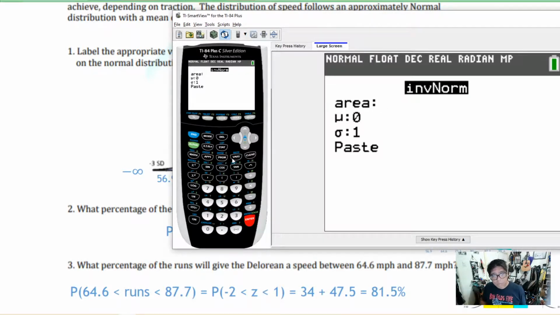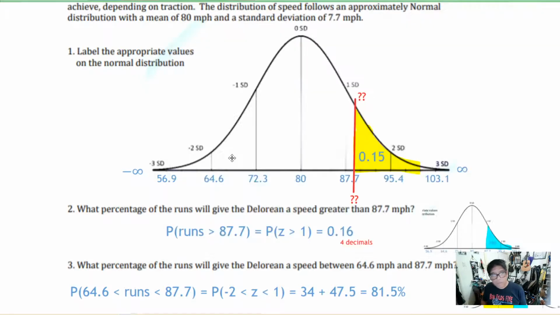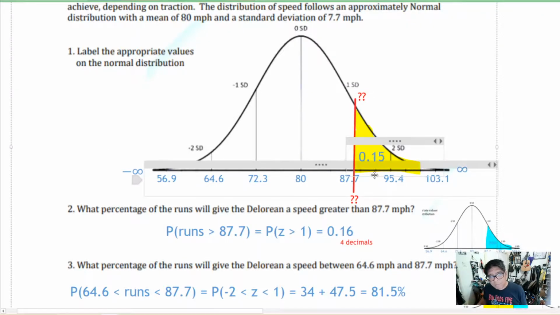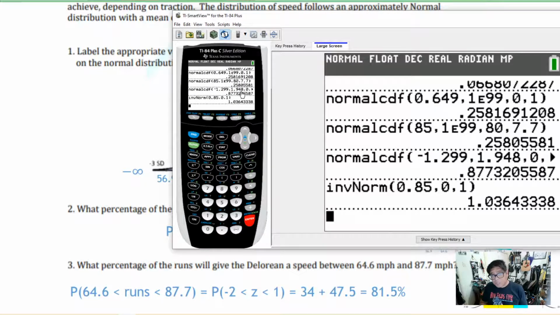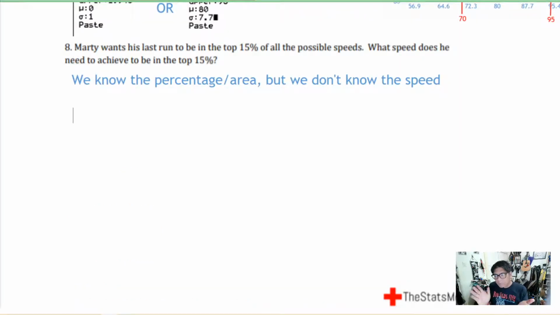So in inverse norm, we need to put in the percentile rank. Notice that here we have 15% above our speed, which means that we have 85% below our speed. So in this calculator, we need to put 0.85, and that'll give us the appropriate z-score. I'm gonna go down here and copy and paste, and that tells me that the z-score is 1.0364.